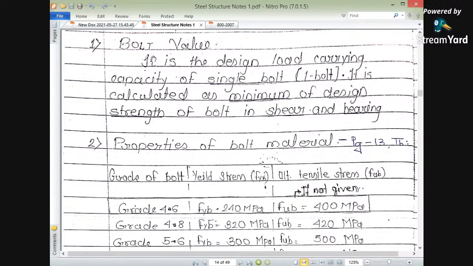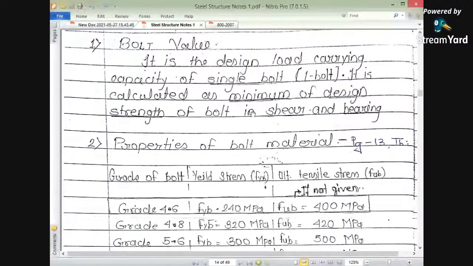So what is the bolt value? It is the design load carrying capacity. It is nothing but the strength of the bolt, or in simple words, the load carrying capacity of a single bolt. It is calculated as the minimum of the design strength of the bolt in shear and in bearing.